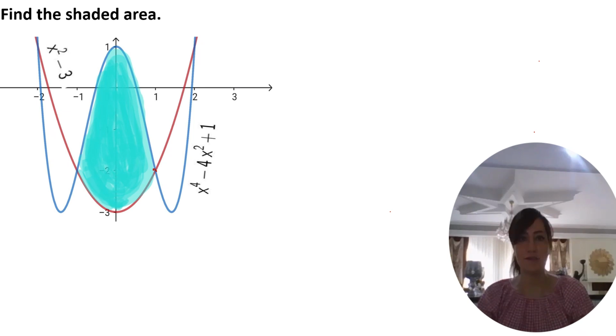They intersect at 1 and intersect at -1. And I am going to find the area of this region between -1 and 1. The upper graph is the blue one, and the lower graph between -1 and 1 is the red one.